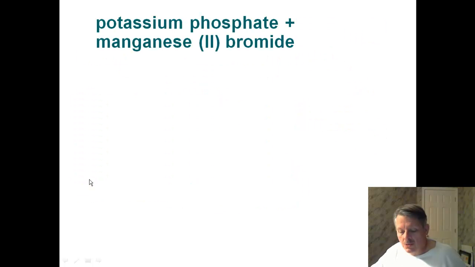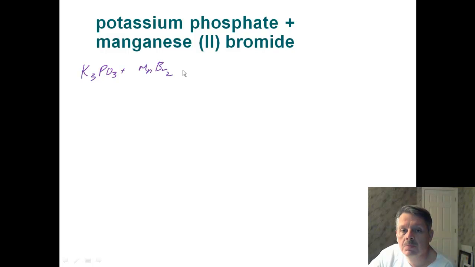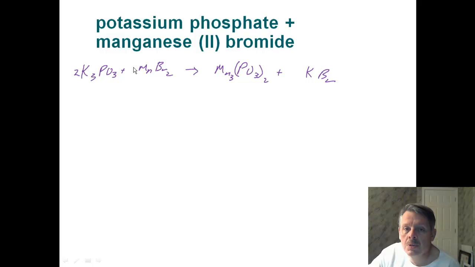Okay, last one. Again, see if you can do this on your own, and then come back, we'll do it together. All right, I'm going to do this part quickly. K3PO3 plus MnBr2 gives me MnPO3, and that's 3, and that's 2, plus KBr. It looks like I need 2 of those, 3 of those, for a total of 6 of those. And I need 3 of those and 2 of those, so I'm good.